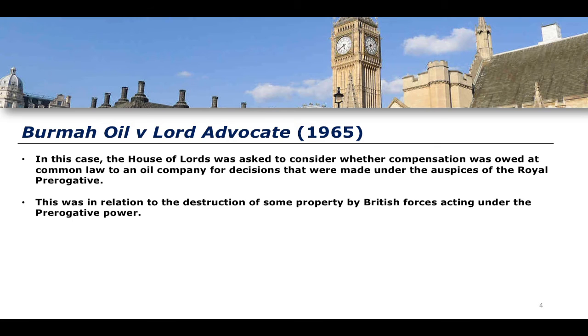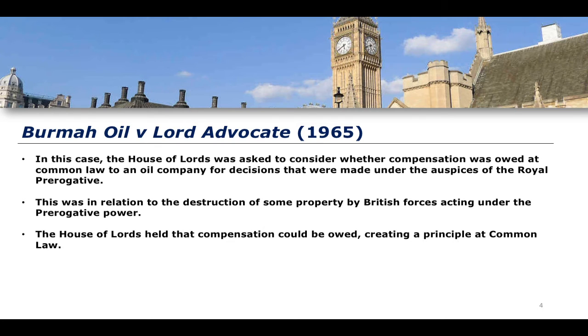To what extent does an oil company have responsibility for decisions which are made by the royal prerogative? This was specifically in relation to the destruction of some property by British forces, and British armed forces were acting in 1965 under the power of the prerogative, and are often acting under the power of the prerogative, and as a result the question of the prerogative authority and the prerogative obligations became one of important and particular relevance in this case.